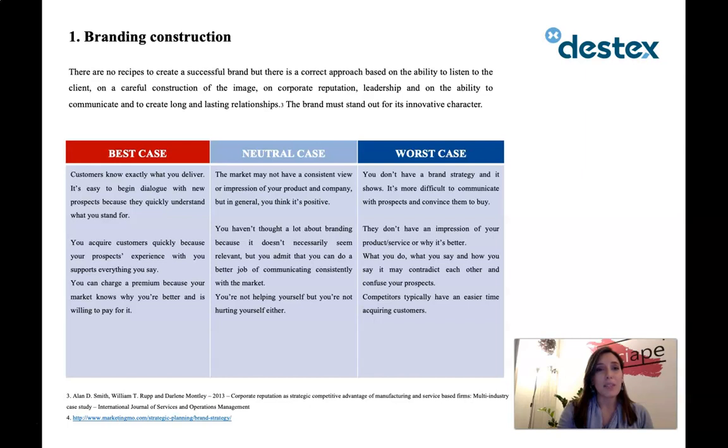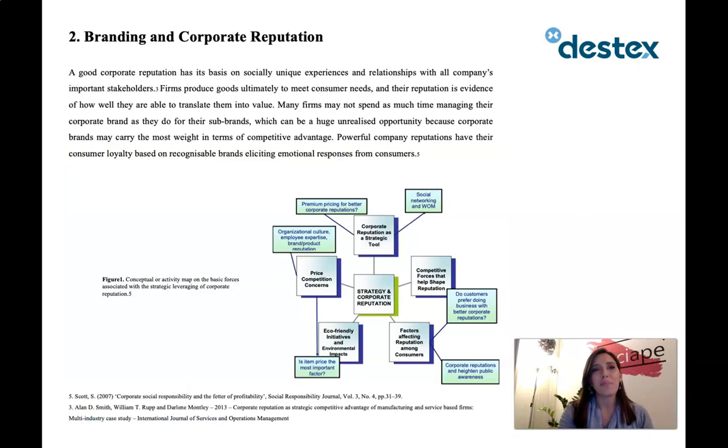Branding is based on the ability to communicate and to create longer-lasting relationships, so we can distinguish three different possibilities. The best case is when consumers know exactly what a company is delivering and are willing to pay a premium for its products. A company is in a neutral case when the market doesn't recognize its products. The worst case is when a company doesn't have a brand strategy and its actions contradict each other and confuse its customers. A good corporate reputation has its basis on socially unique experiences and relationship with all companies' important stakeholders.